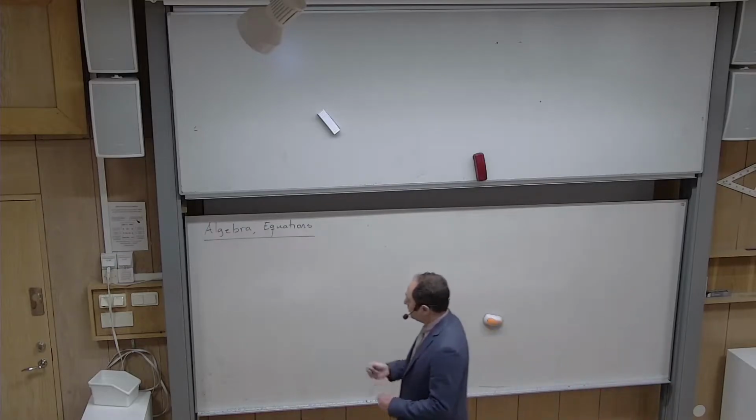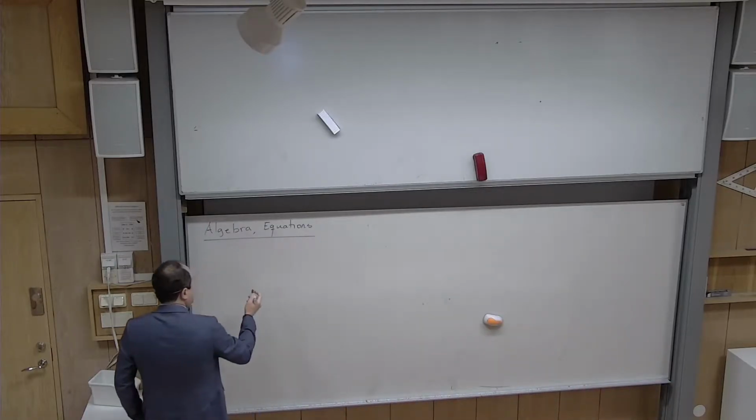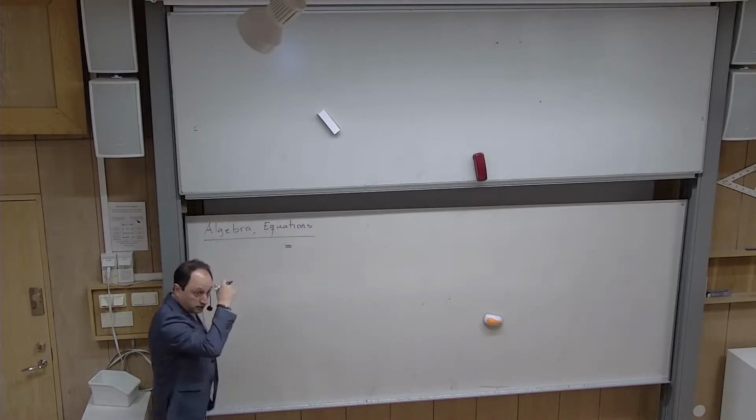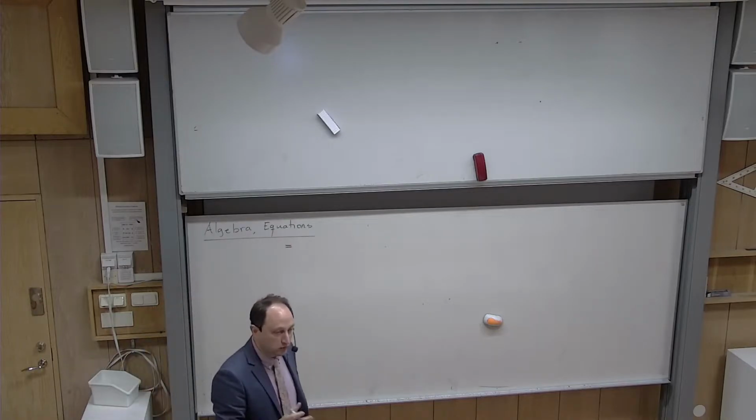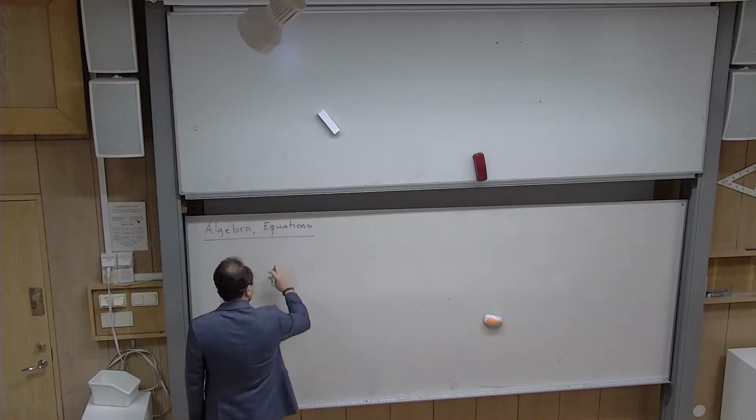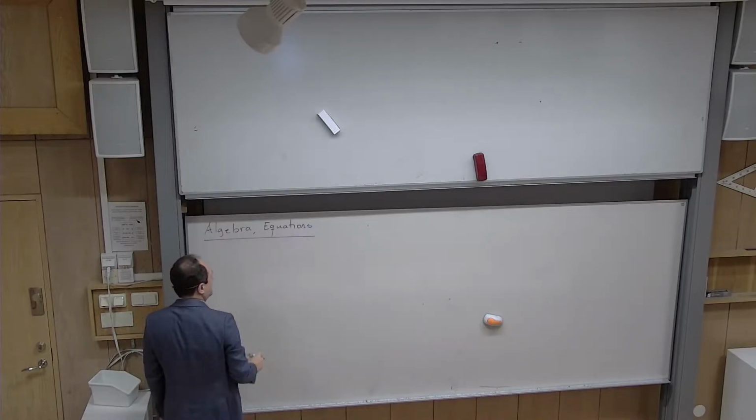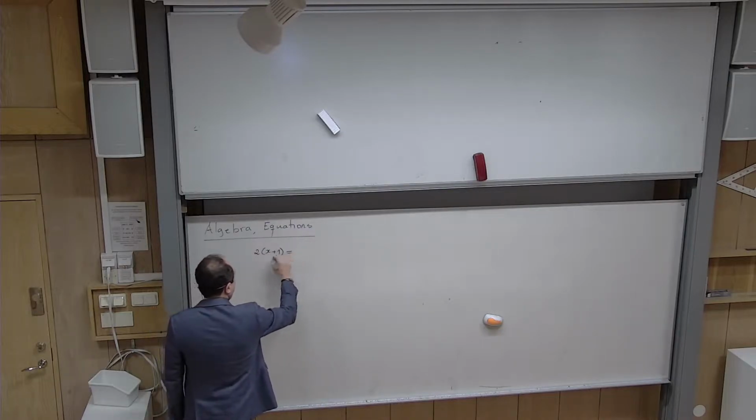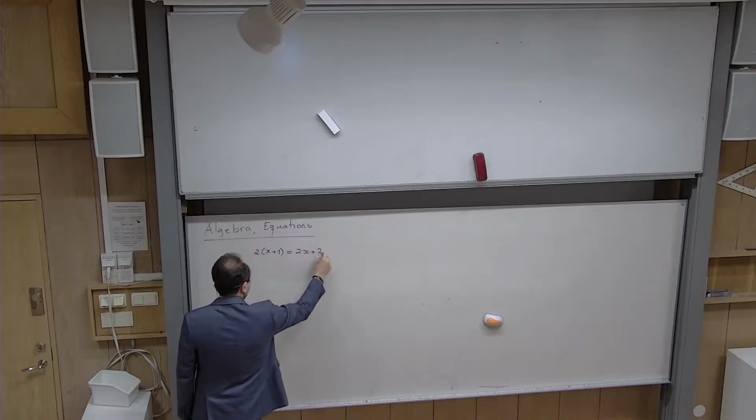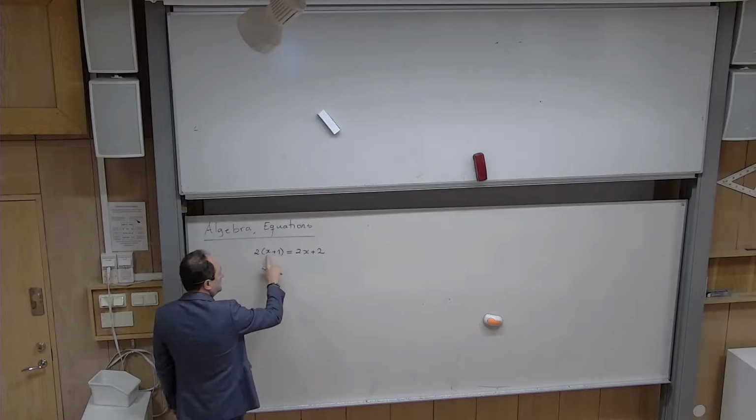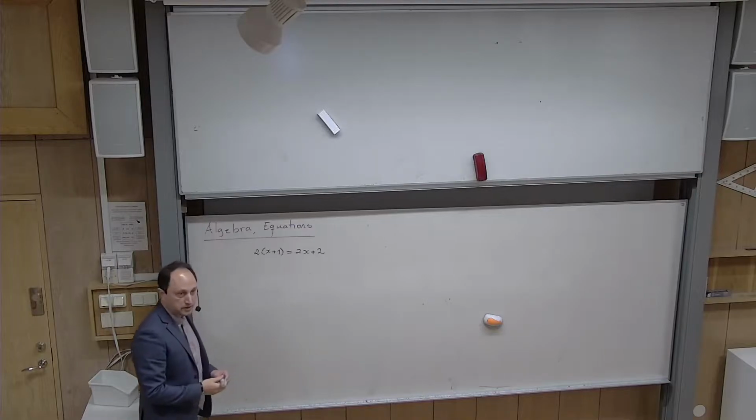An equation is an expression including an equality sign, but it is not the case that it is always true. I want you to appreciate the difference between identities and equations. For example, when I write 2 times (x plus 1) equals 2x plus 2, it includes an equality sign and one variable. But this is valid for all possible choices of x.